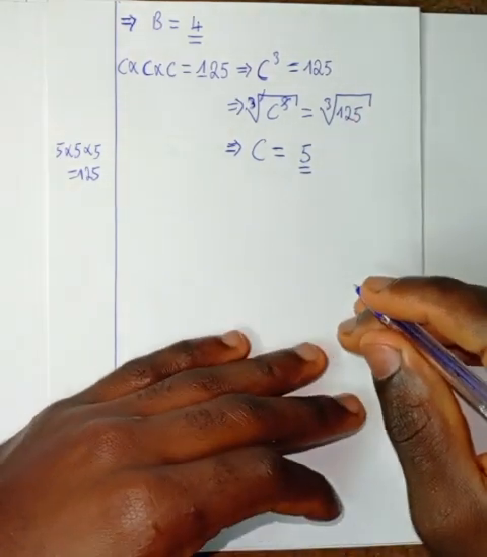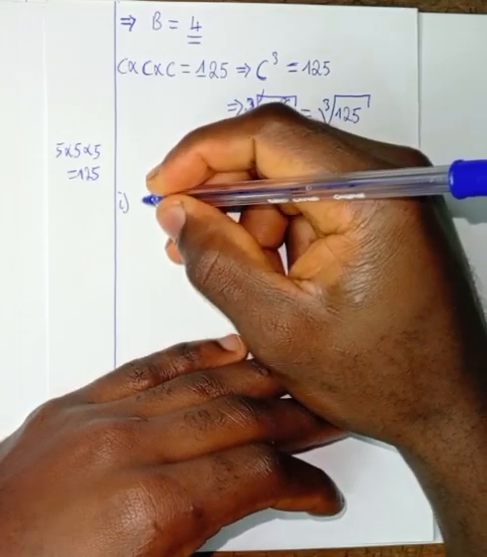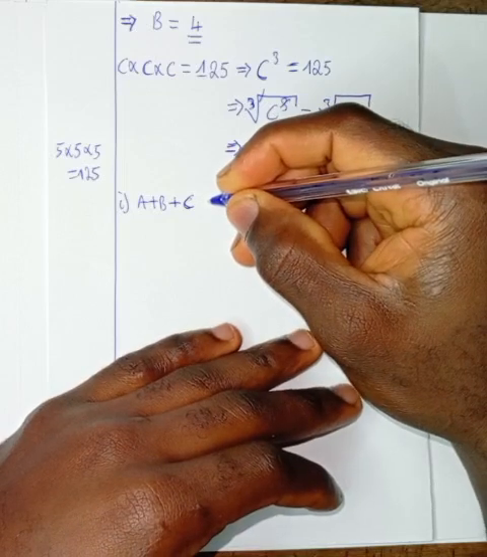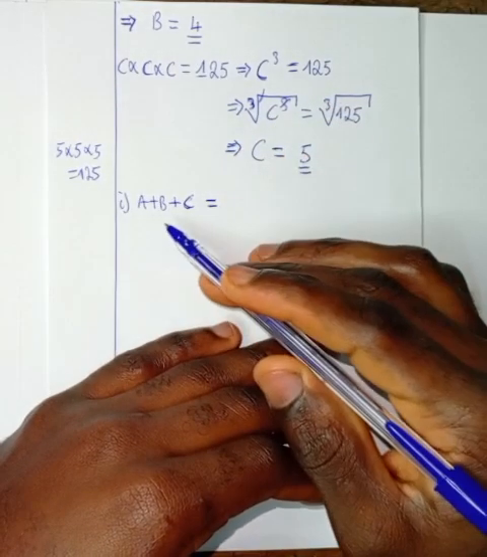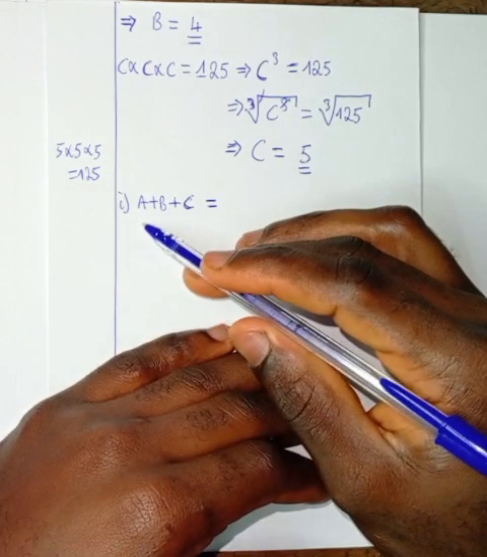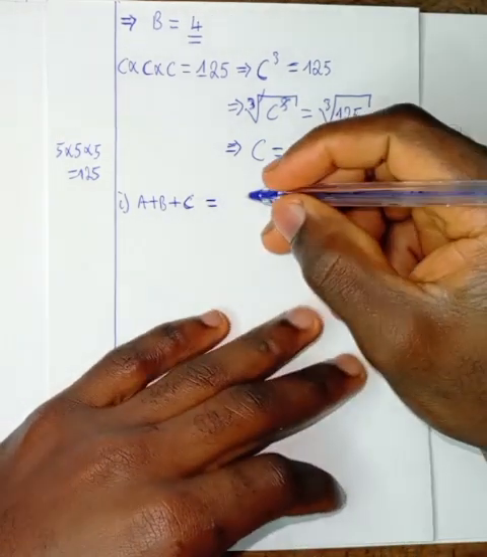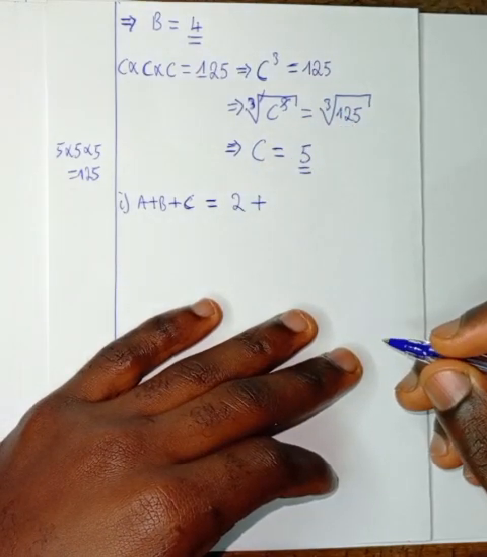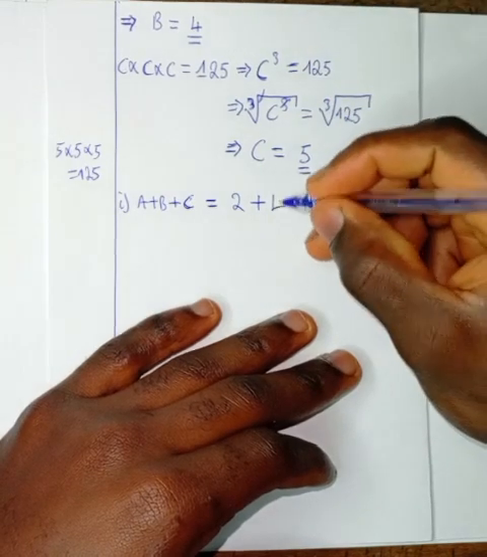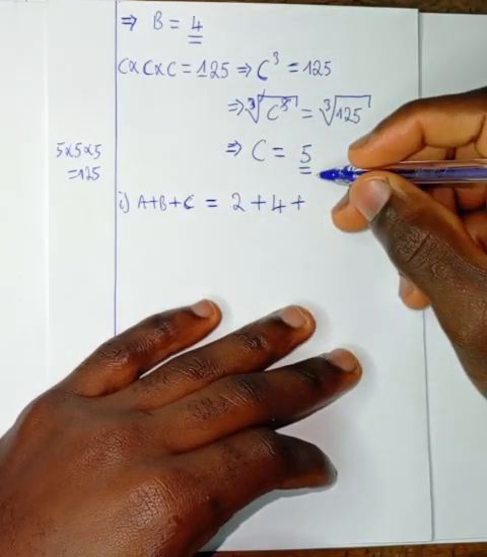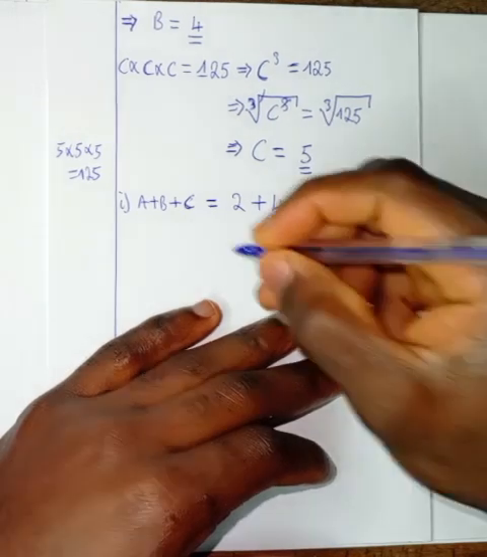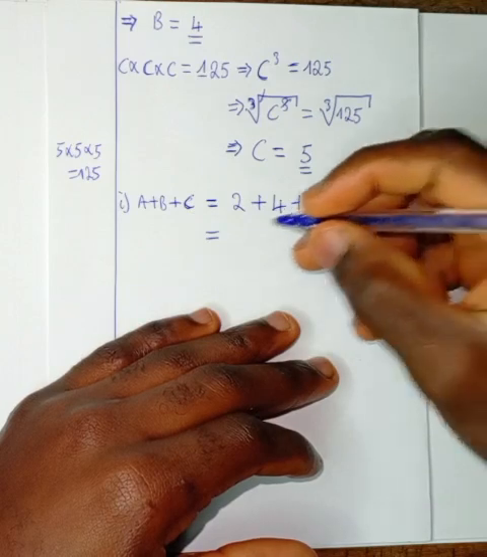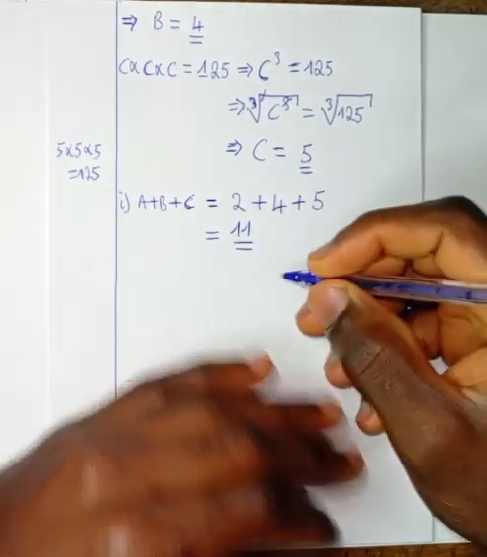Now we can compute the following. For 1, we have to find a plus b plus c. a plus b plus c will simply be equal to, we are going to replace a with its value. We know a is equal to 2, plus b. We are going to replace b with its value. We know b is equal to 4, plus c. We are going to replace c with its value. c is equal to 5. So this will simply give us 2 plus 4, which is 6. 6 plus 5 gives us 11. So this is the answer.